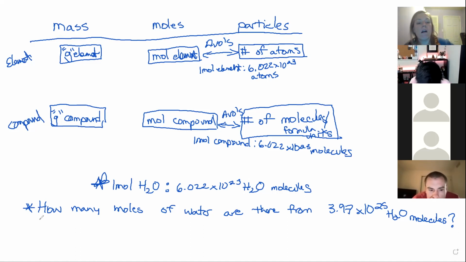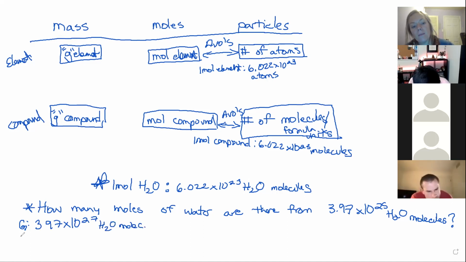So we are given something about the number of particles. We're in this right-hand portion, and we're dealing with a compound, so we're in this lower right-hand corner. We have 3.97 times 10 to the 25th H2O molecules. I'm trying to find moles of water, because this number is really clunky and I want something a little easier to use.